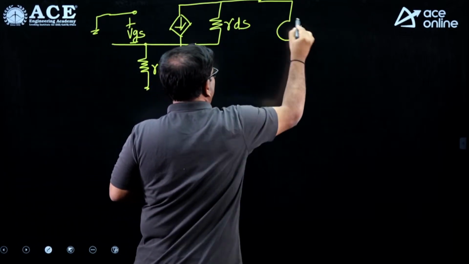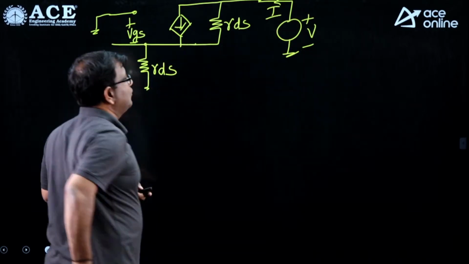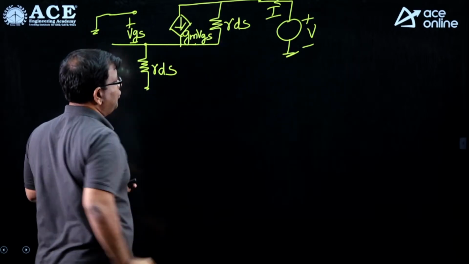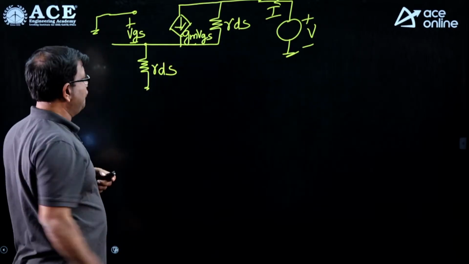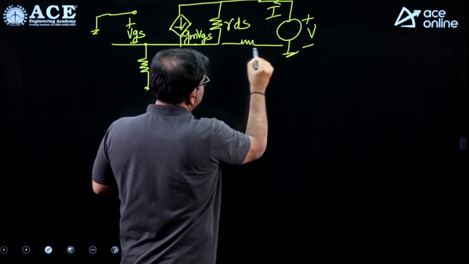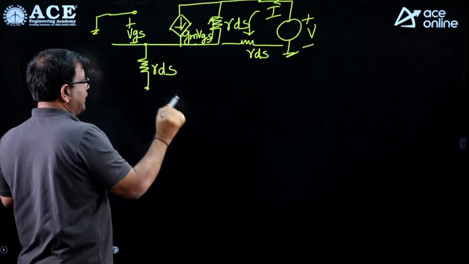And how do you find output resistance? By Ohm's law, it is V by I. Here you are having GM VGS. So now you can see with one single KVL you can finish the problem. This RDS I am writing it here because it's the same node. So let us finish this problem by a single KVL.